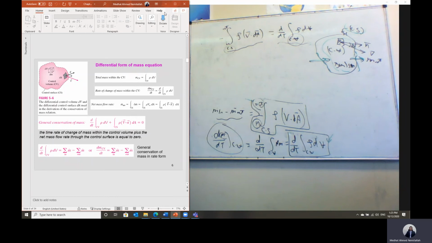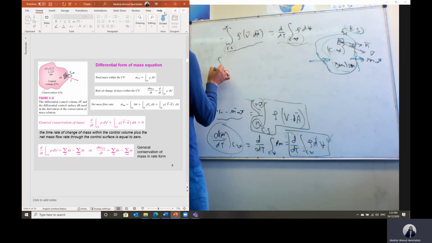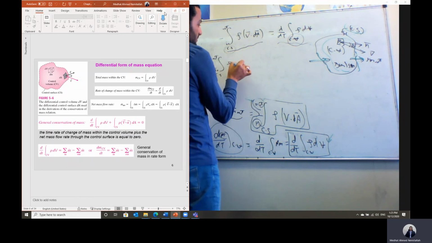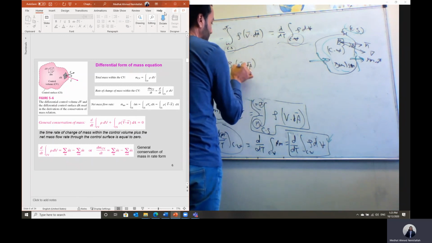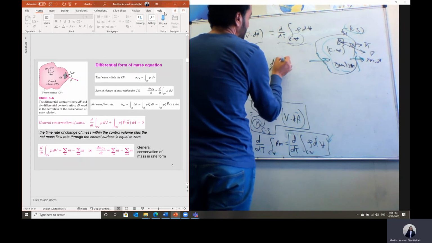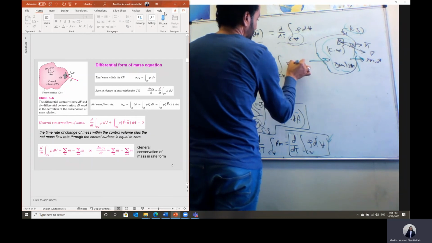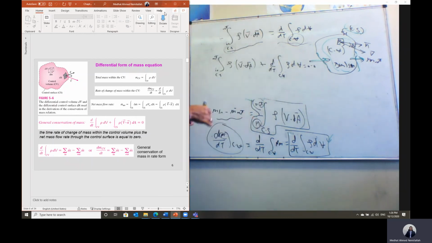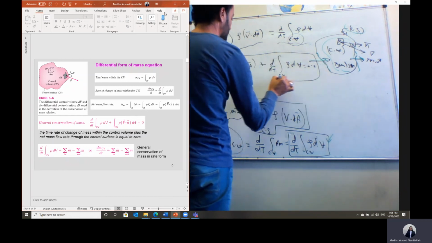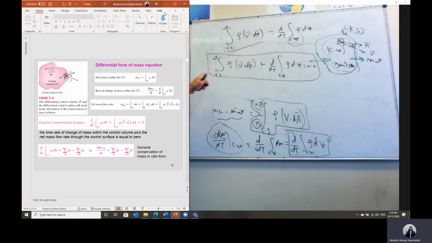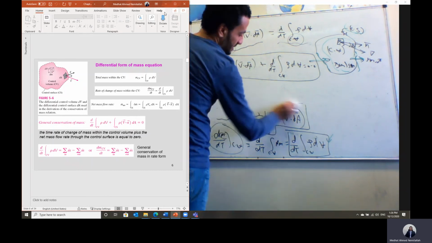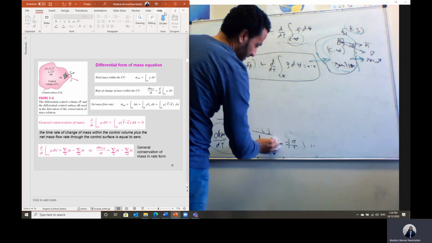Okay? But let's do this integration. So this negative sign, we can take the whole term to the other side. So in this case, we will have integration over the control surface from the inlet to outlet of rho multiplied by velocity multiplied by delta area, plus d by dt integration over the control volume of rho dv. That should equal to 0. And this is the differential form of the mass equation. From this differential form, if we do the integration, we can get the integral form. Okay.